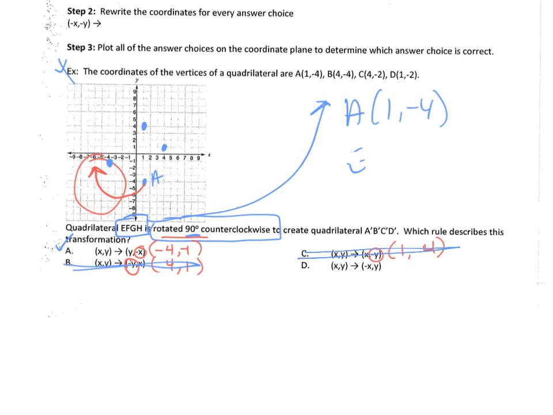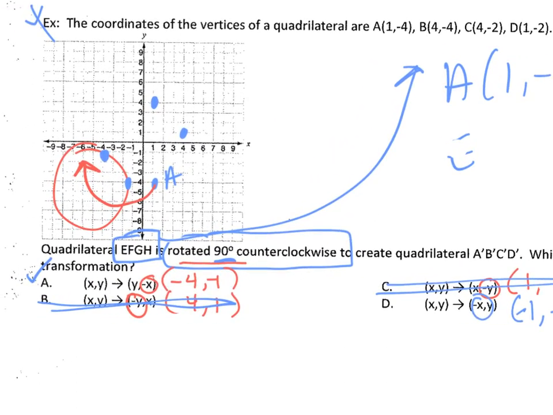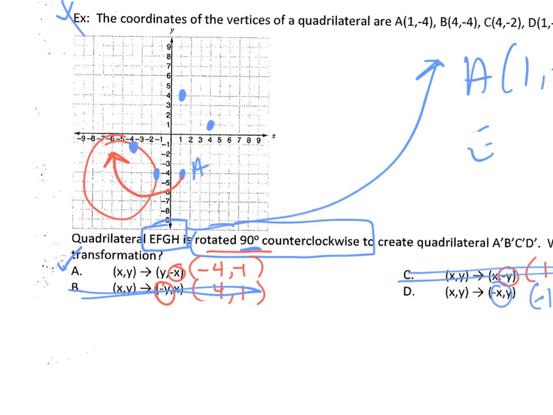D, negative x, y. So they're in the same order. 1, negative 4. But the x value, the sign in front changes. So negative 1, negative 4. So that'd be way down there. So between A and D, we're going to have to go with A.